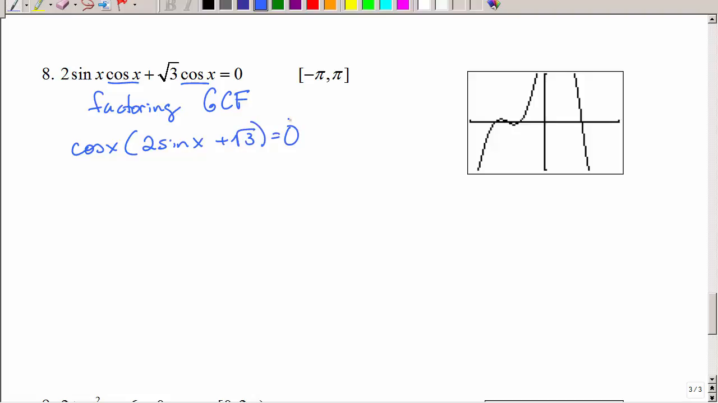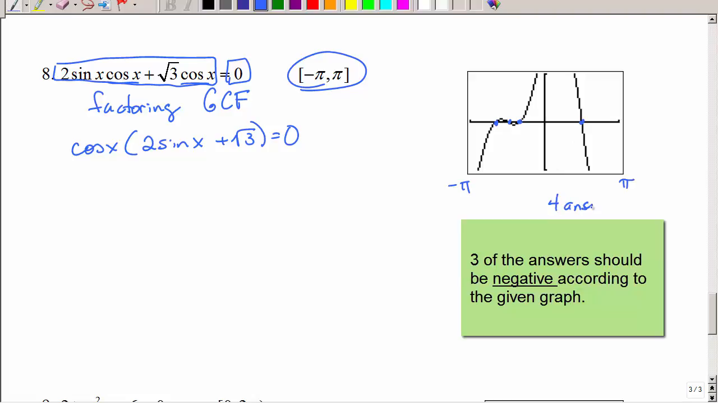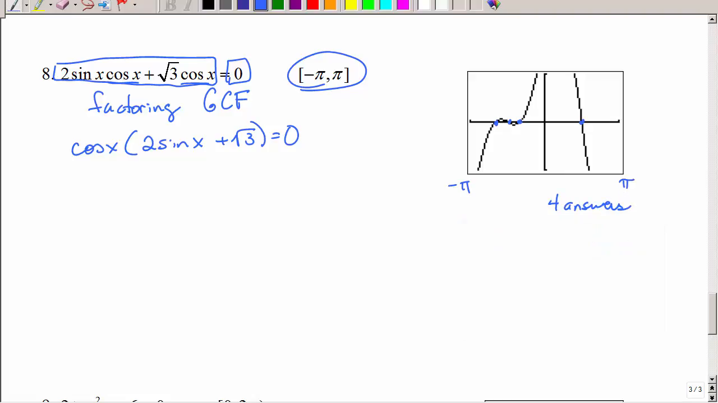And before I go any further, looking at my picture, just to tell you this is from negative pi to positive pi, because that's my given interval, and then I graphed this, which is the curve, and since I want to know when does it equal 0, when does it cross the x-axis. And it looks like I should have 4 answers. So let's see if I can get there. So I have factored. I want to set each factor equal to 0.